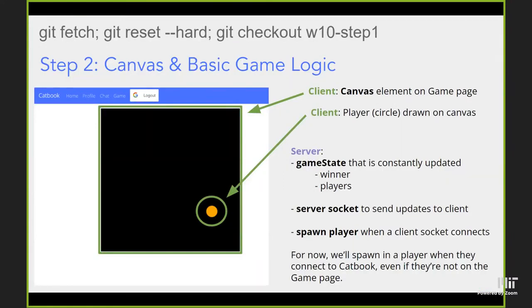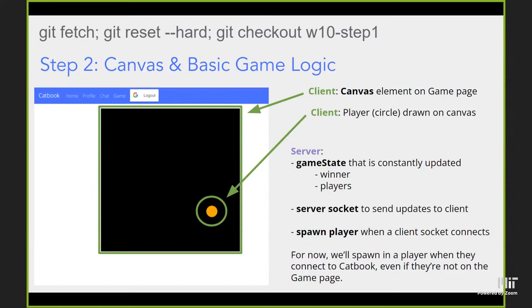So before we get into the steps, there is a clear division between client and server in something like a game. On our game page, what we're going to want to see at the end of the step is a black canvas, or we fill it with a black background. So the client will see a black canvas, and as soon as the client connects to the website, they're going to spawn into the game. And for now, we're just going to add the player as soon as they log into the website.